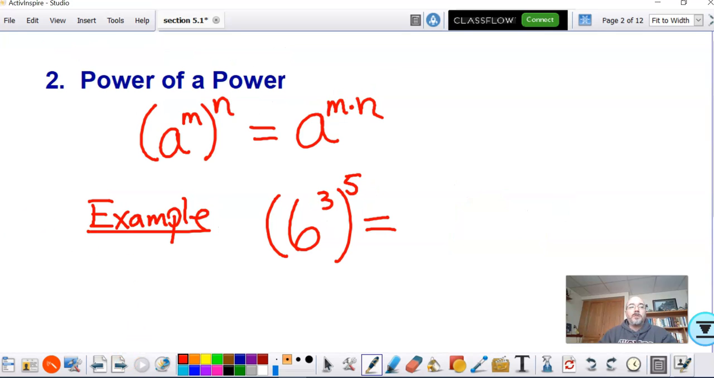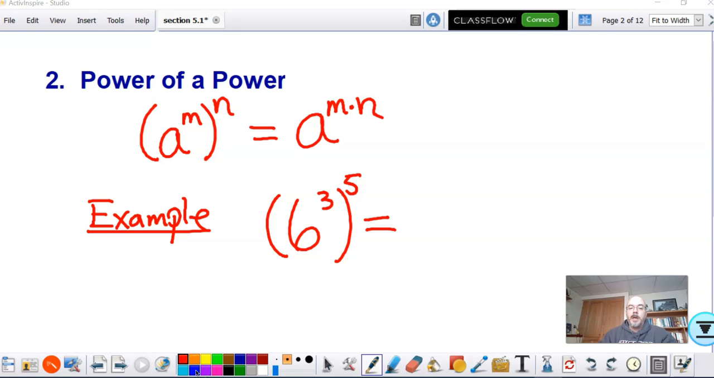All right, the next one is the power of a power. A to the m to the n power. So in this situation, ladies and gentlemen, we are going to be multiplying the exponents together. Okay, that little dot, remember, means to multiply.